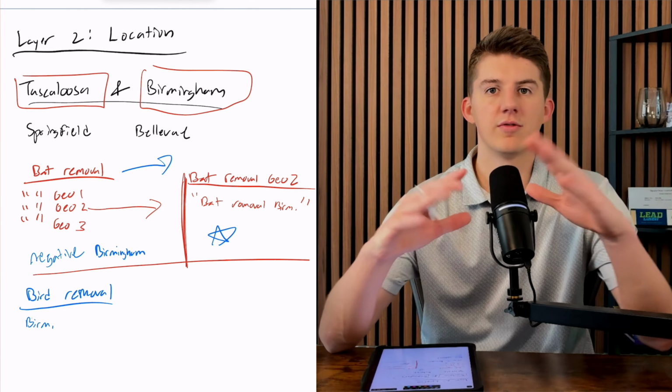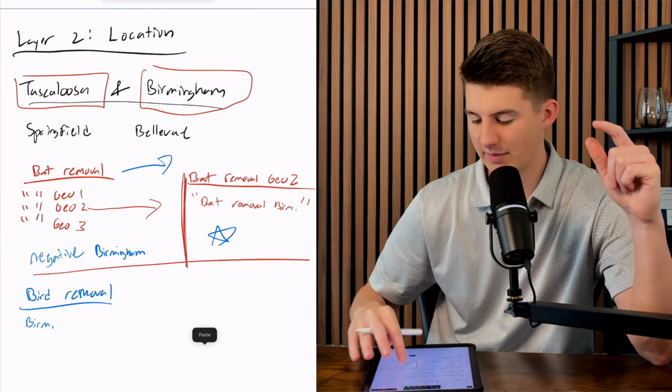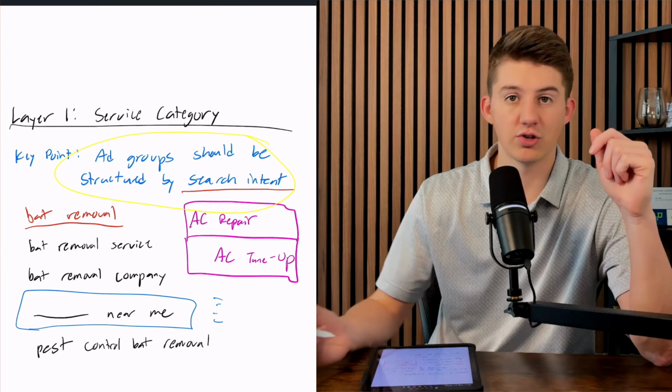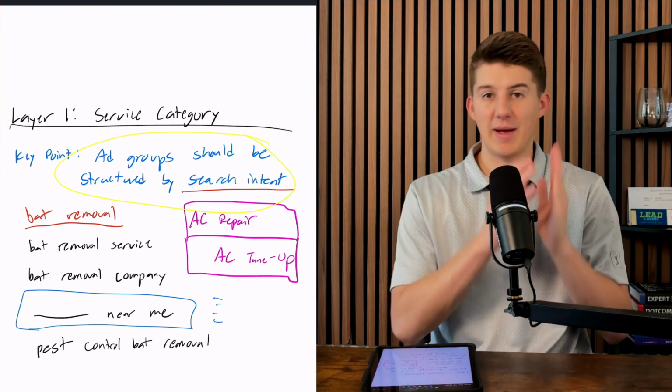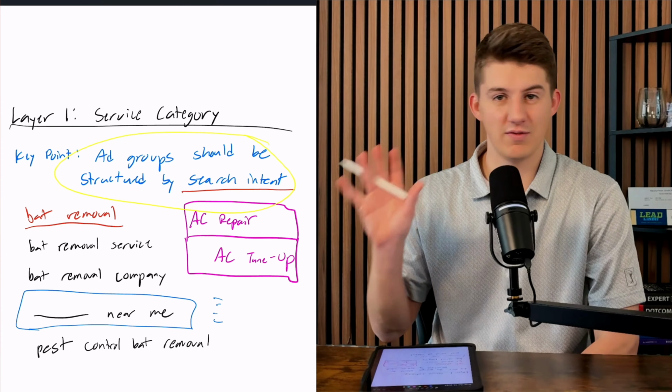Okay, to recap so far, we've split our ad groups by service and by search intent primarily. Remember, number one thing is going to be this right here. Ad groups should be structured by search intent. So they're split up by service depending on search intent. So if they have AC repair and AC tune-up, those are two separate ones, even though it's the same kind of service.